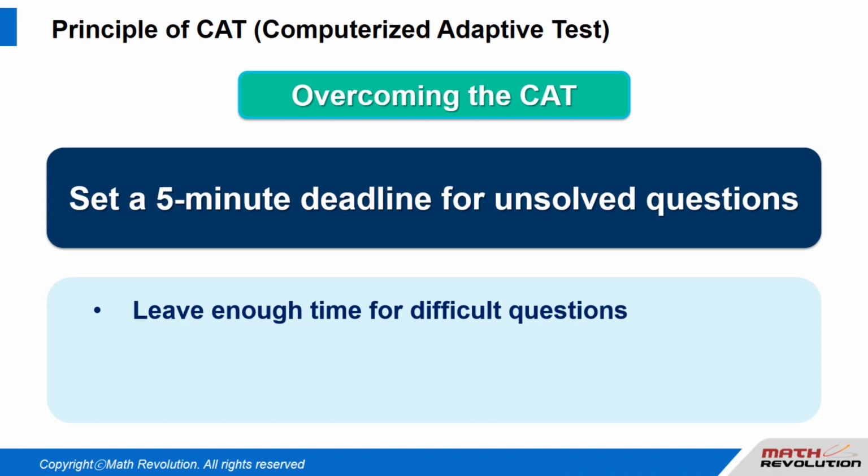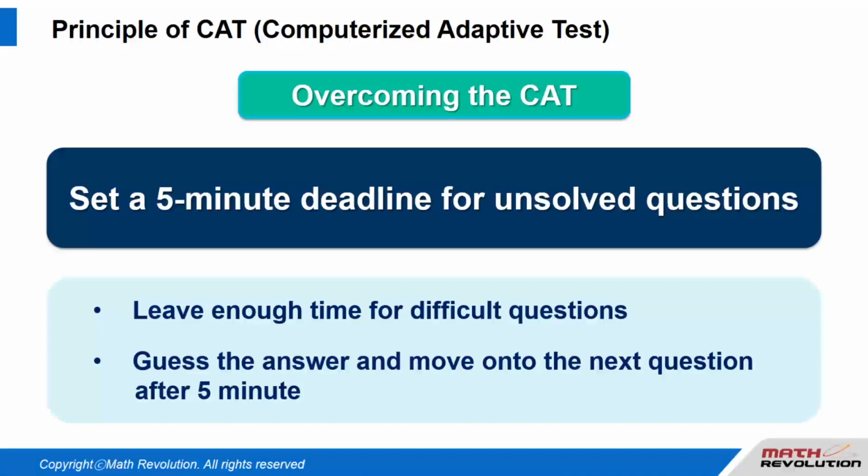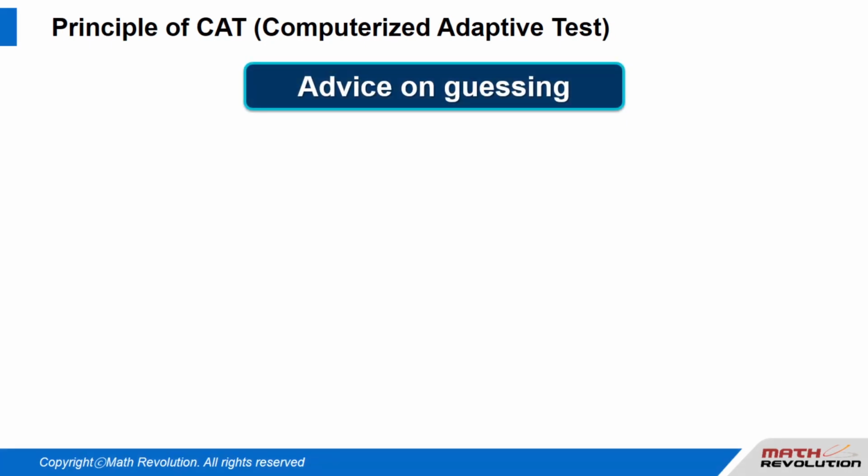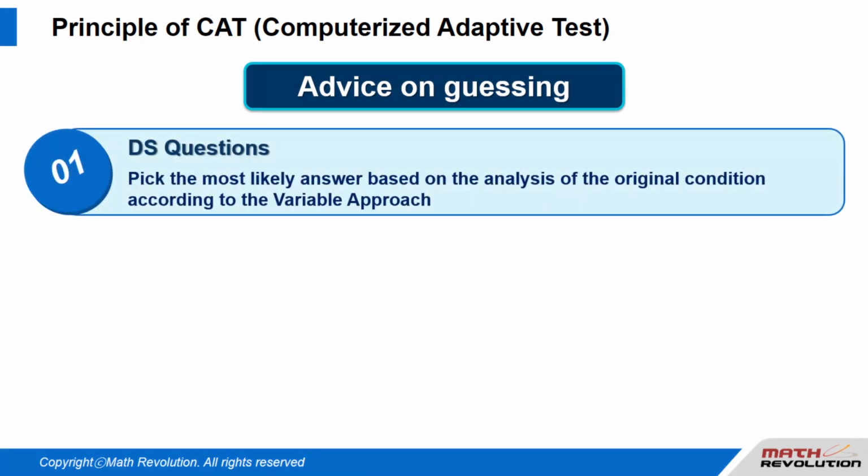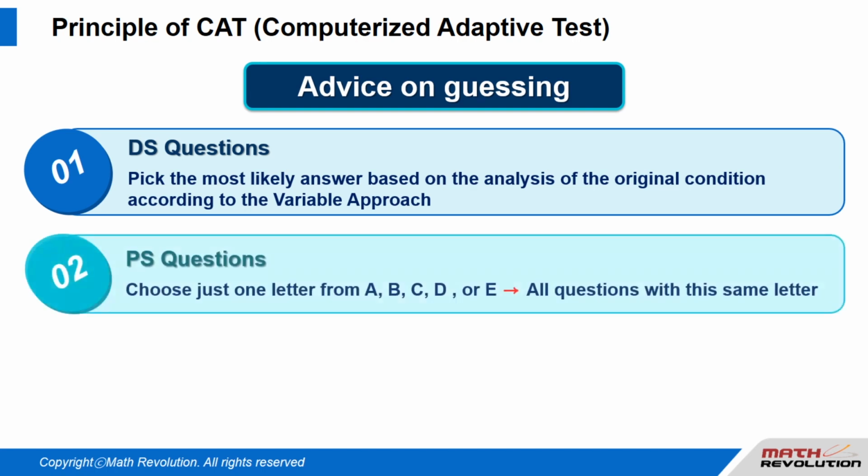If you cannot arrive at the answer within this time limit, consider just guessing the answer and moving on to the next question. I'm sure there are lots of guessing tips. Here is just my personal advice on guessing. 1. For DS questions, pick the most likely answer based on the analysis of the original condition according to the variable approach. 2. For PS questions, whenever guessing, choose just one letter from A, B, C, D, or E and answer all questions with the same letter whenever you don't know the answer. This is one of the effective ways to take advantage of probability of the correct answer rate.